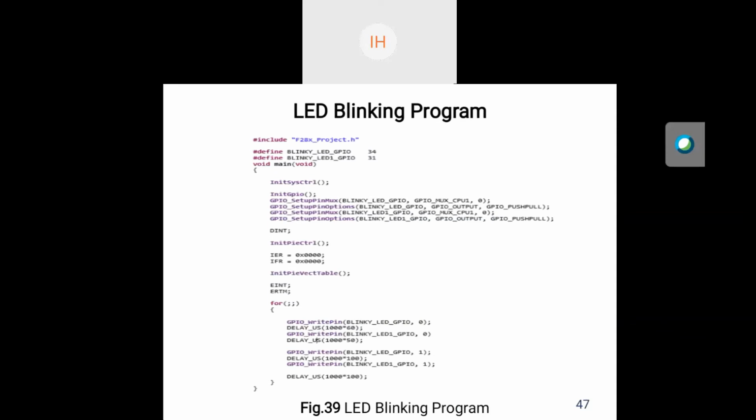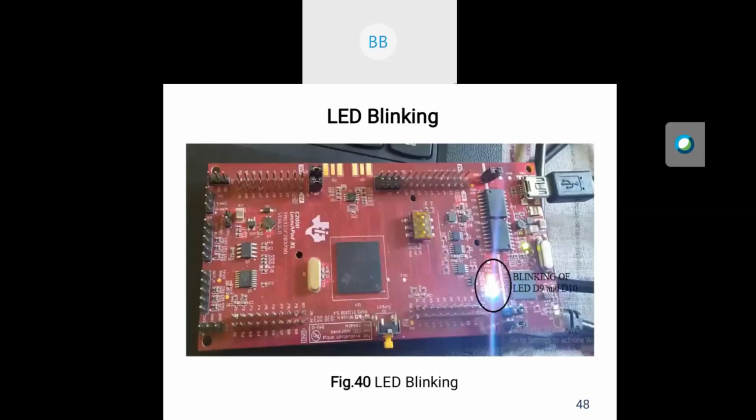So here we have blinked the LEDs D9 and D10 by using both Code Composer Studio and the MATLAB platform. Next slide. The LED blinking photograph has been shown in this figure. So here the LEDs blinked. Next slide.